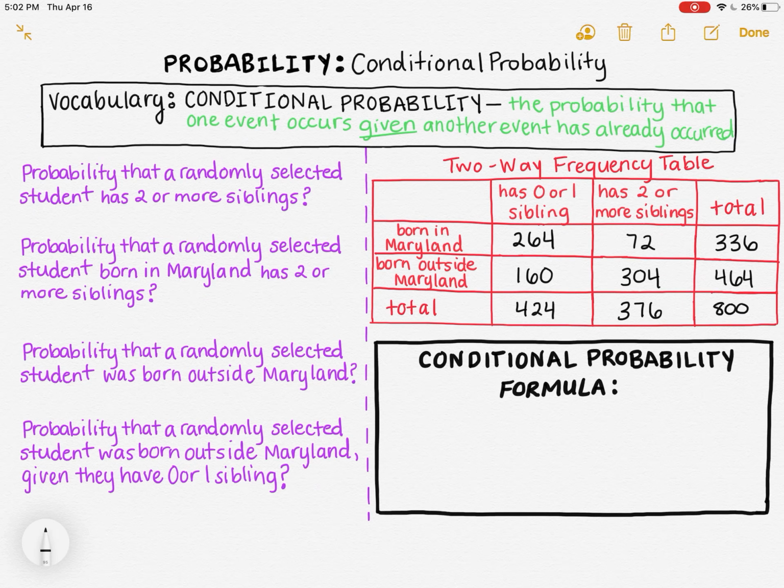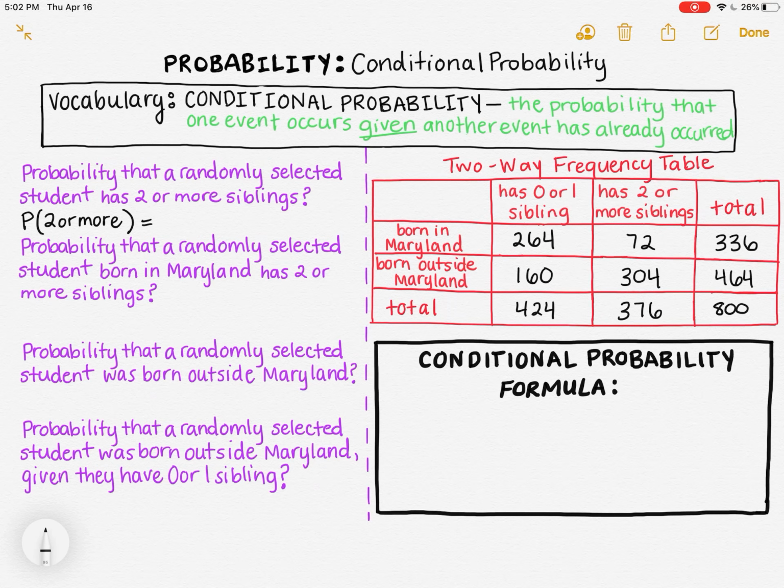I'm going to start by writing this using probability notation. Remember, for probability notation, we write a P, which represents probability, and then in parentheses, what we're looking for. And we're looking for the probability that a student has 2 or more siblings, and I'm just going to write 2 or more for short.